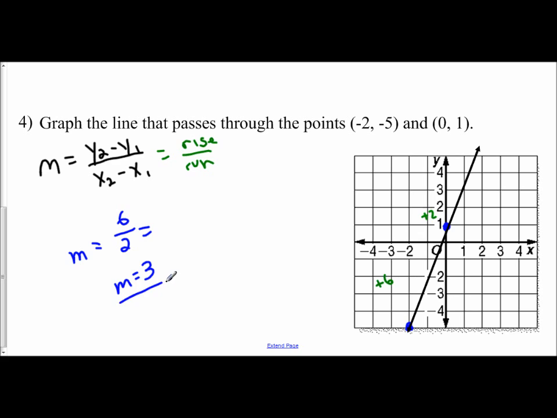So if you're given a graph and asked to find slope, you can use the slope formula if you want, or you can just count how far up your rise or how far down, and then your run, your left and right movement, and write it as a simplified ratio.